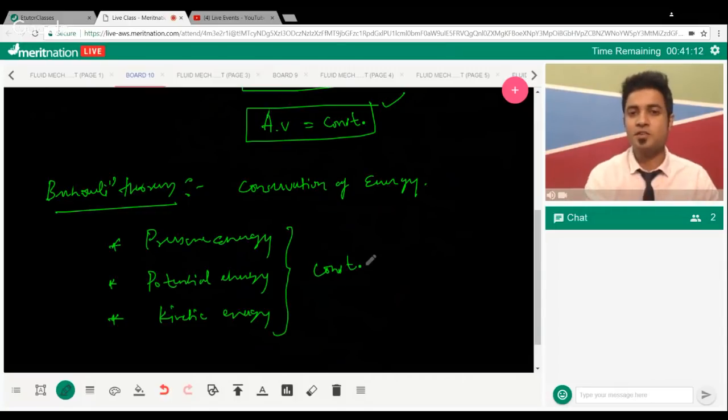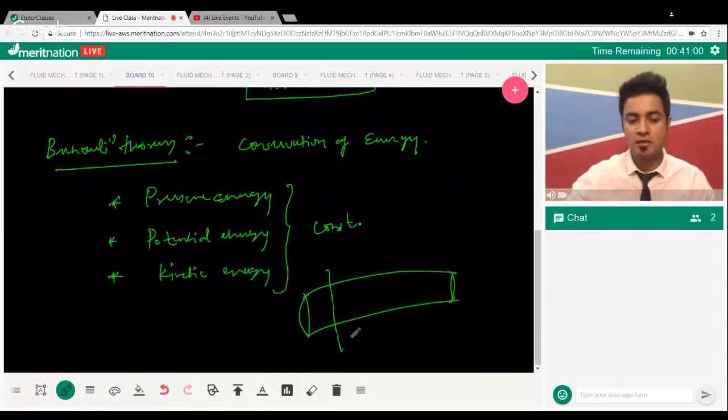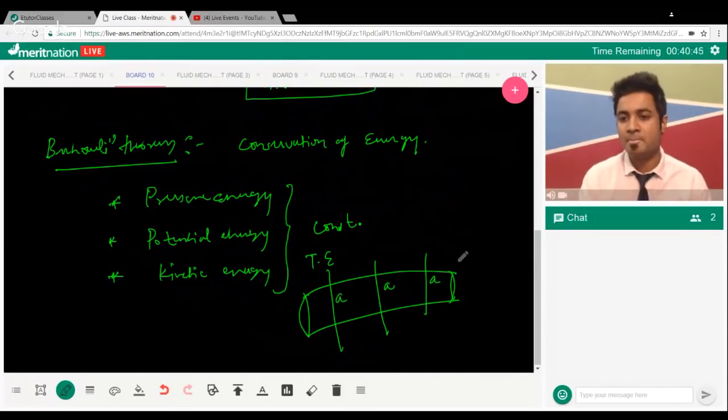If you take any cross section of the pipe, at any height, the total energy is constant everywhere. Suppose the total energy is a here, then here also the energy would be a, and everywhere it should be constant.